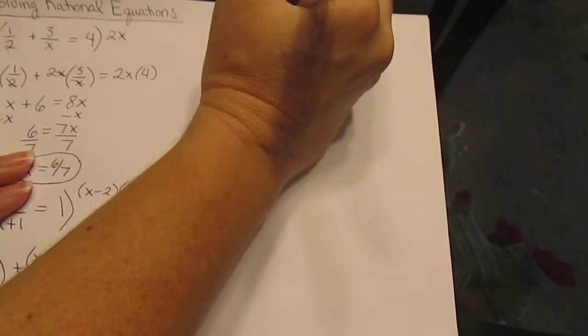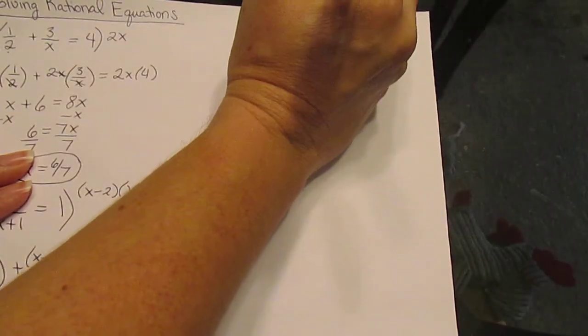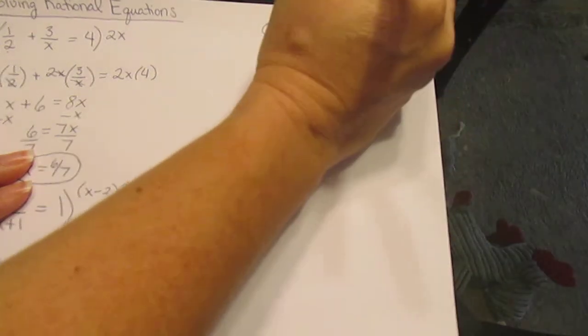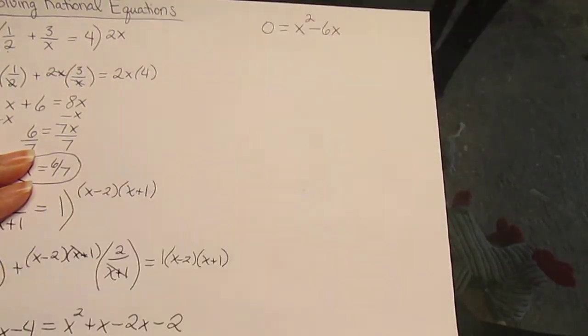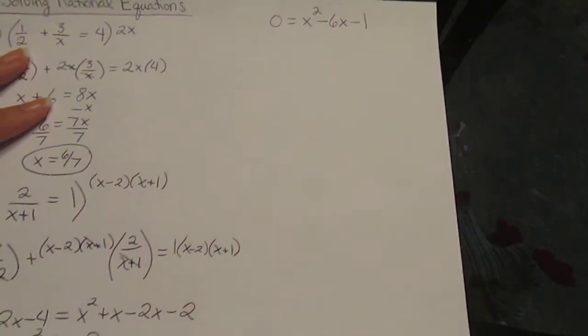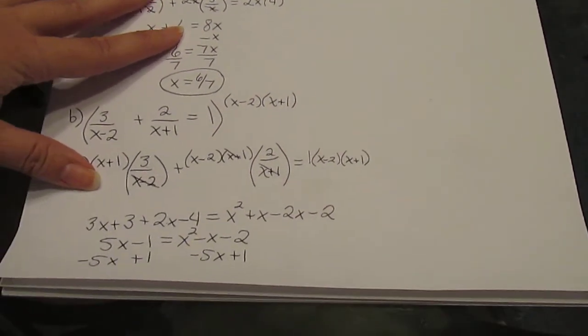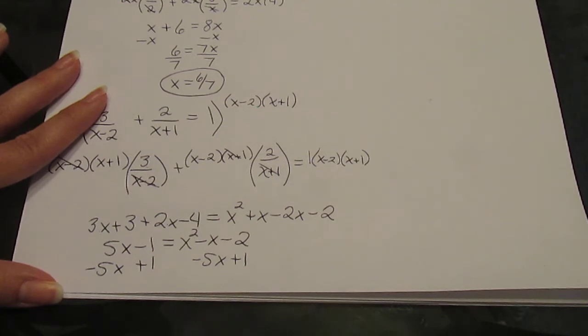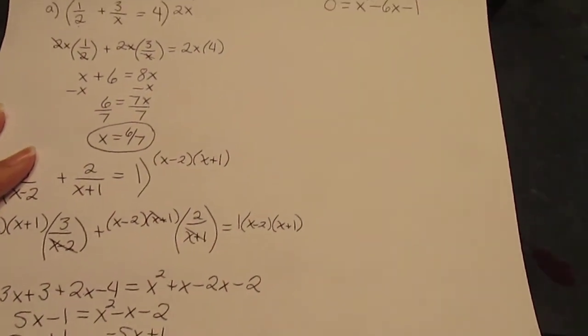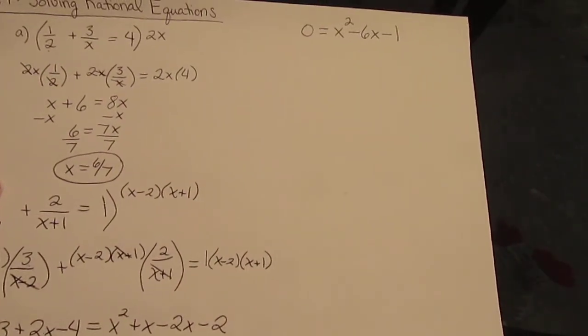So we've got 0 equals x squared minus 6x minus 1. Okay, so making sure that you saw that. This is where I stopped. And then when I did that to both sides, I got this.